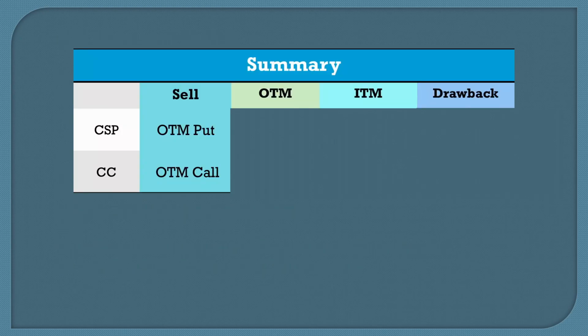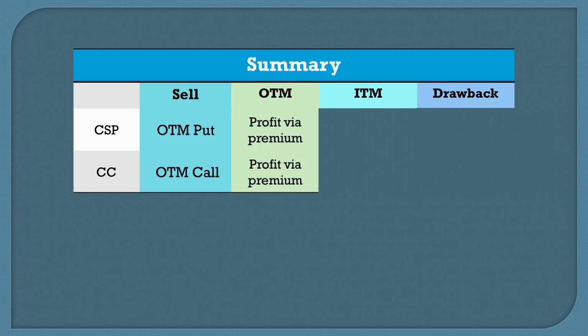So here's a summary for both strategies. For CSP, you're selling an out-of-the-money put, and for CC, you are selling an out-of-the-money call. In both cases, if the option you sold is out of the money, you collect the premium for selling the option.